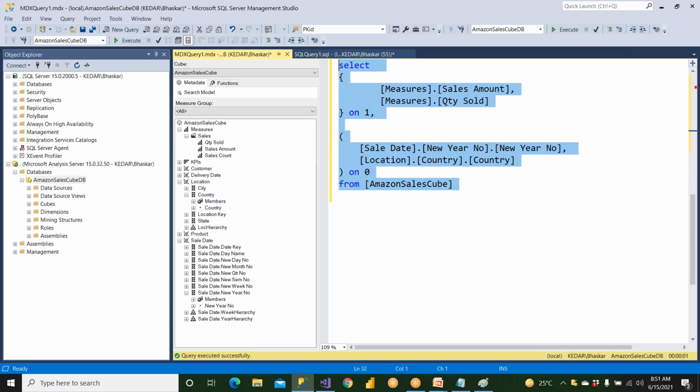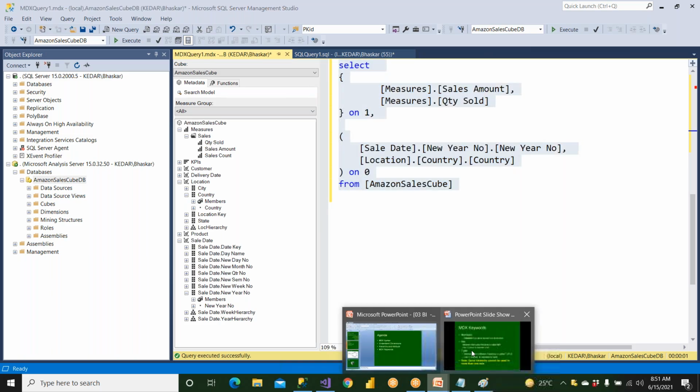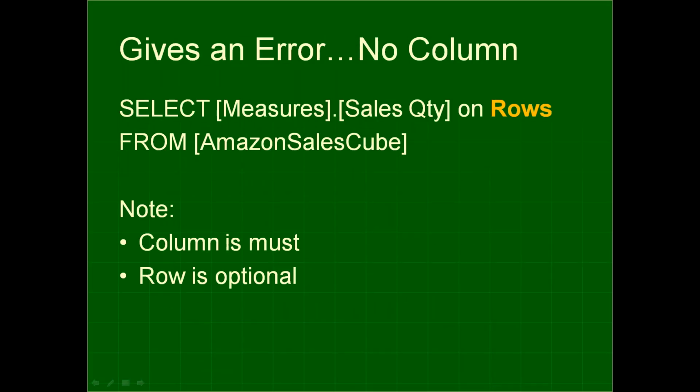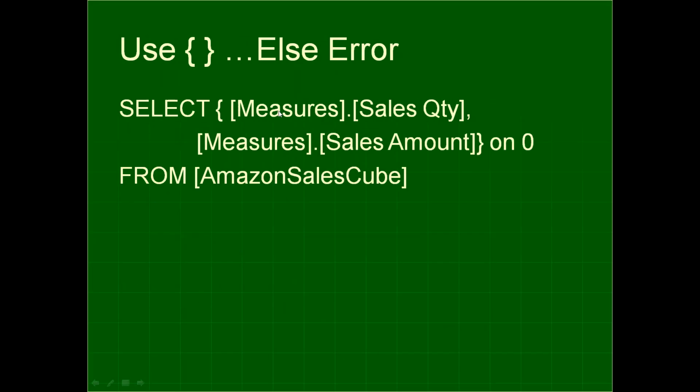Now, that is the question people may ask you in your queries: can I have this? The answer is definitely we can have. Now, I wanted to have sales quantity and sales amount. So it is a set, right? We need to use these two braces.